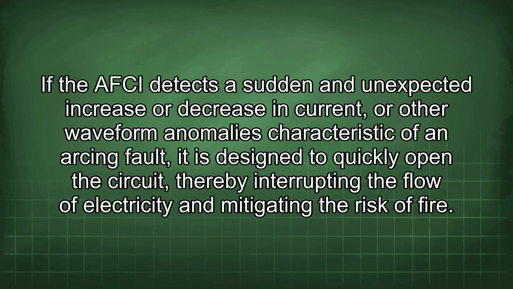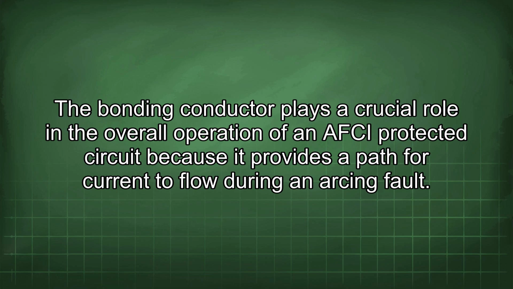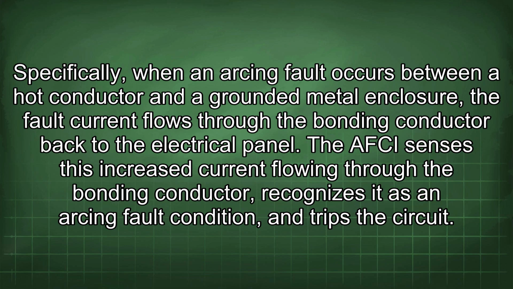The bonding conductor plays a crucial role in the overall operation of an AFCI-protected circuit because it provides a path for current to flow during an arcing fault. Specifically, when an arcing fault occurs between a hot conductor and a grounded metal enclosure, the fault current flows through the bonding conductor back to the electrical panel. The AFCI senses this increased current flowing through the bonding conductor, recognizes it as an arcing fault condition, and trips the circuit.